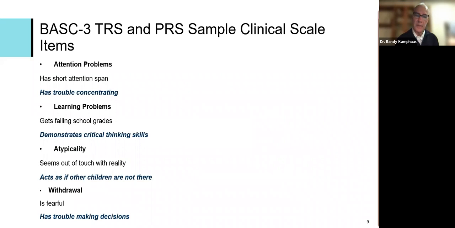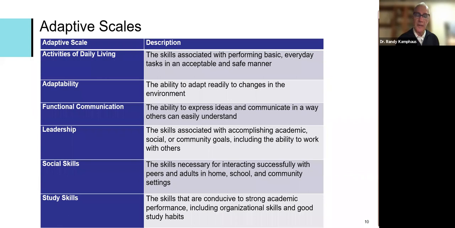These are adaptive scales that have long been part of the BASC system. And so again, those of you who use the BASC are accustomed to these measures on the teacher and parent rating scales: activities of daily living, functional communication, and social skills. What is not perhaps well known is that those three scales, activities of daily living, functional communication, and social skills, comprise a good screener for adaptive behavior.